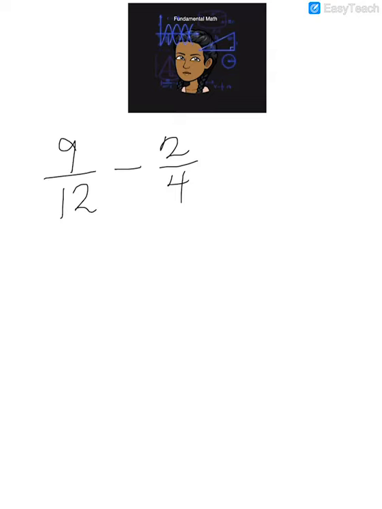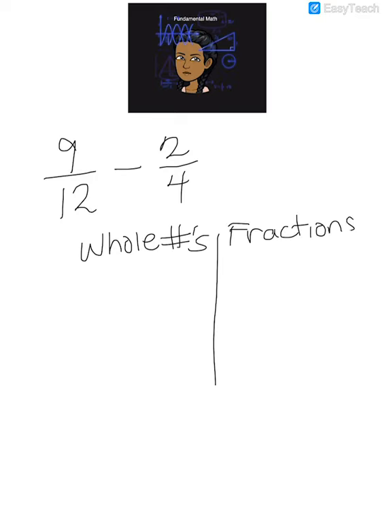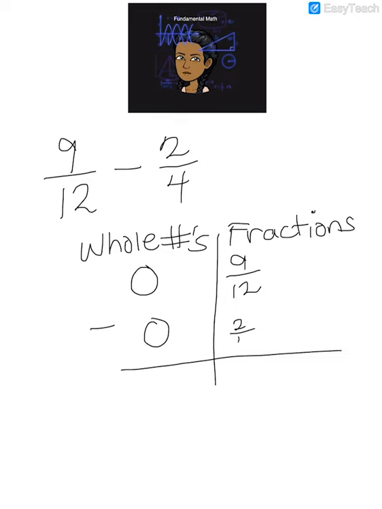Okay, again, you are going to label whole numbers on the left side, as in the previous video, and then fractions on the right. Okay, if there are whole numbers, we will put them on the left side, but since 9/12 is just a proper fraction, there are no wholes, we're going to put a 0 there and put 9/12 to the right minus 2/4. There are no wholes, so then we write 2/4 here.